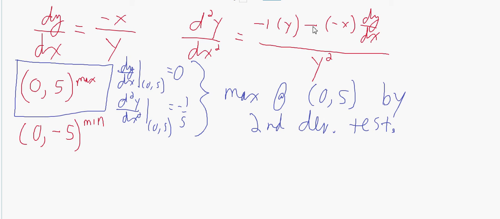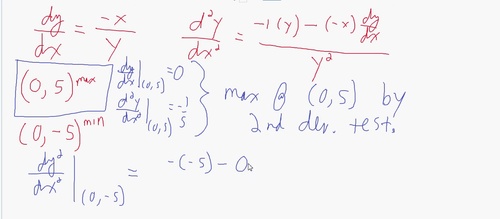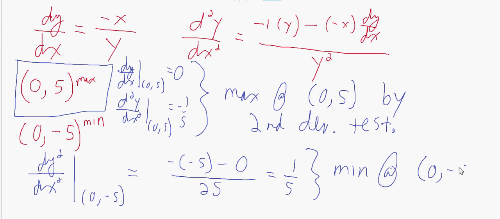Over here, we can take our derivative, which is this guy up here still, to test the point 0, negative 5. Okay? So we need the second derivative at 0, negative 5. And that's just going to be plugging in. We're going to get negative 5 minus 0 times 0 over negative 5 squared, which is 25. That's going to be positive 1/5. So the second derivative is positive. The first derivative was 0. So by the second derivative test, there is a minimum at the point 0, negative 5.